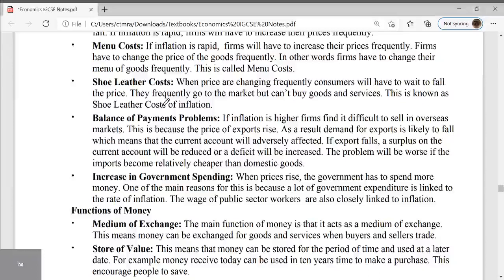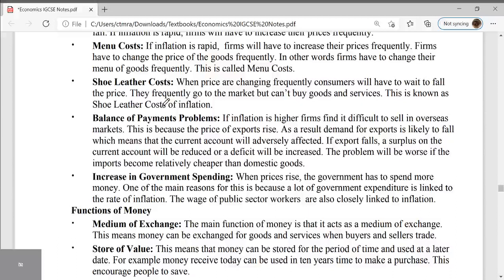Next is shoe leather cost. The shoe leather cost may seem a bit silly, but you'll find it in many economics books. If you think of it literally, it is like when the price increases, what happens? We move to different shops, right? So that we can find a cheaper alternative. So when we are moving around looking for a cheaper alternative, our shoe leather is facing pressure, like we are overusing our shoe leather, moving from one shop to another looking for alternatives. So this may lead to a rise in shoe leather cost.